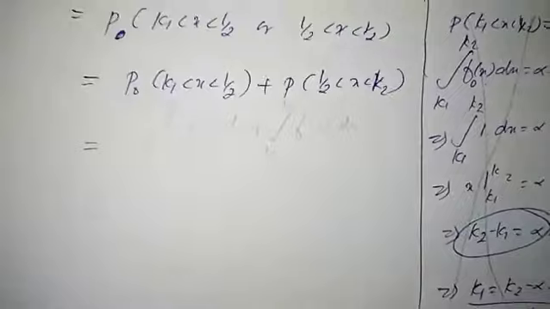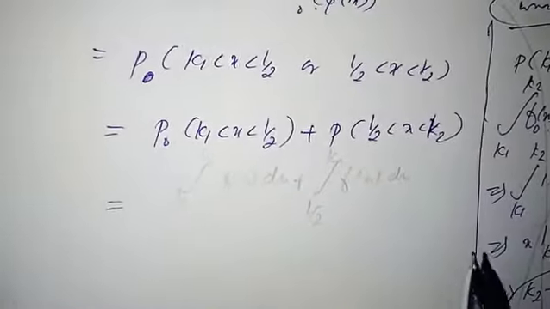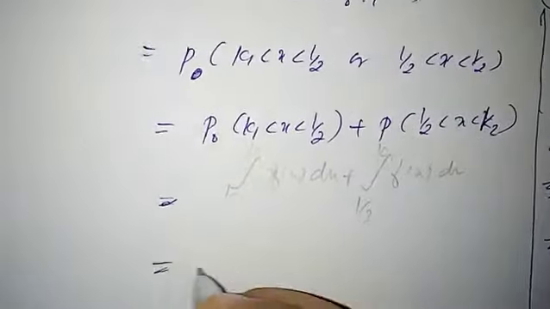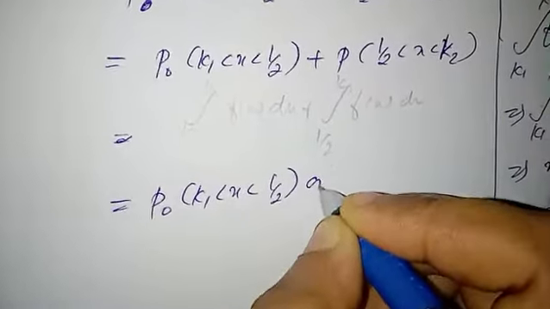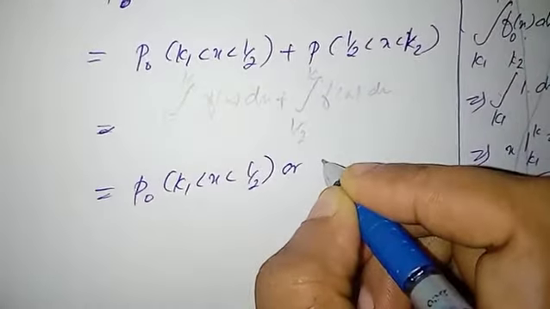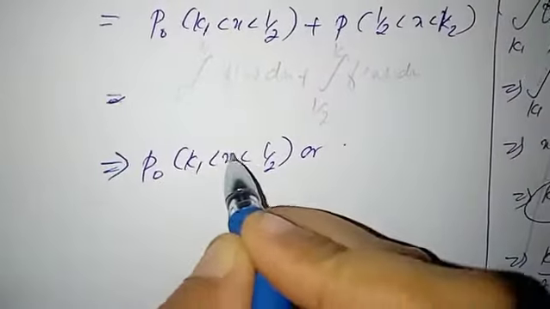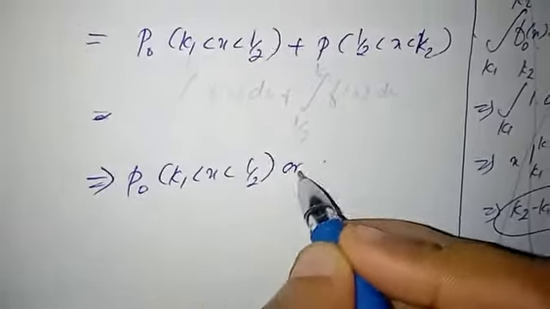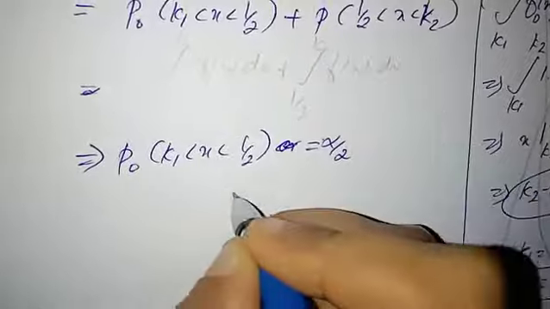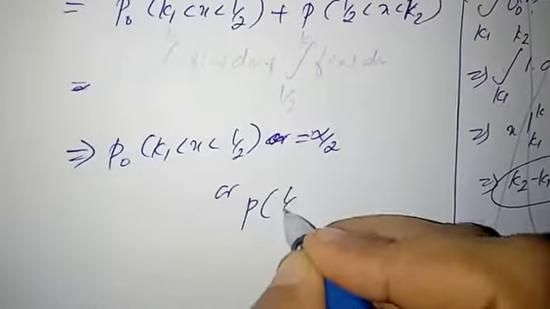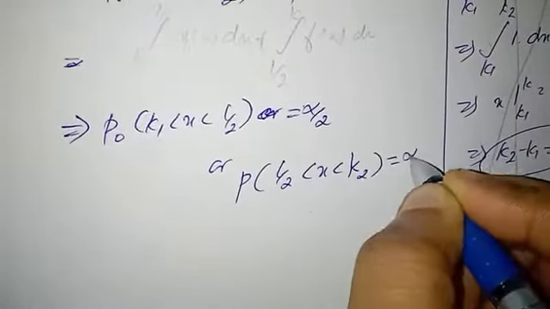This is not a proper method. So here it is a or, right? We can write this as probability of k1 less than x less than 1 by 2, or, which implies probability of k1 less than x less than 1 by 2 equal to alpha by 2, or probability of 1 by 2 less than x less than k2 equal to alpha by 2.